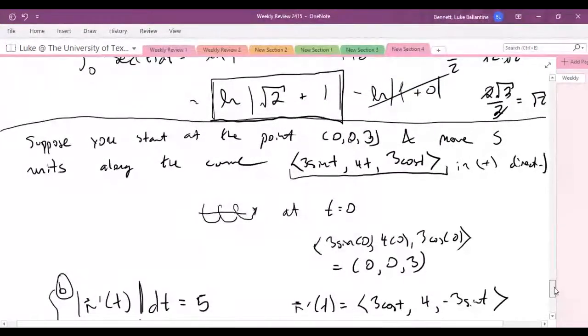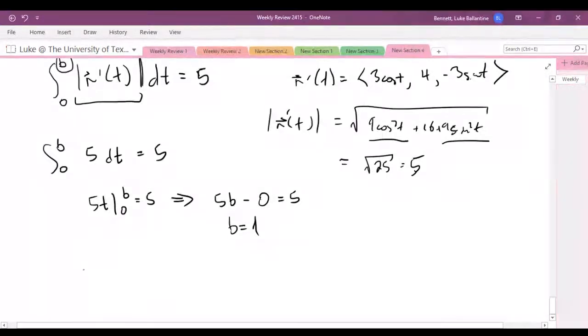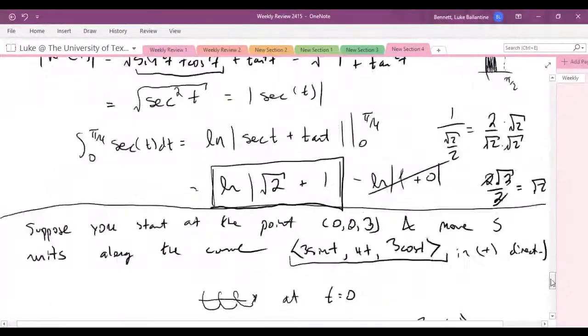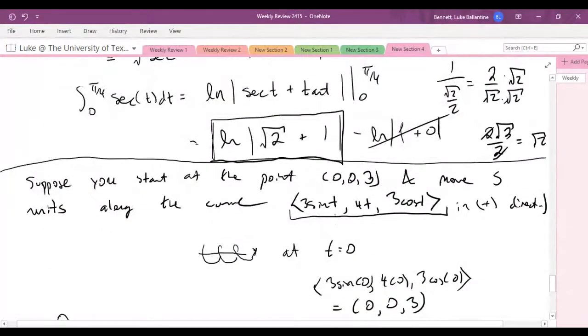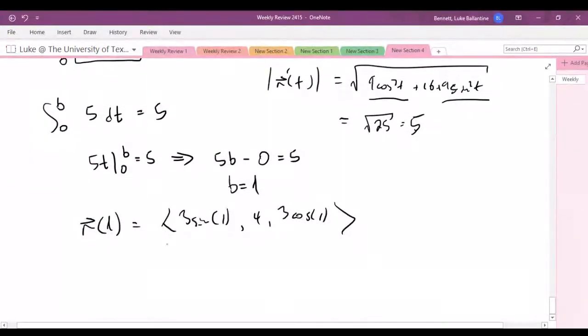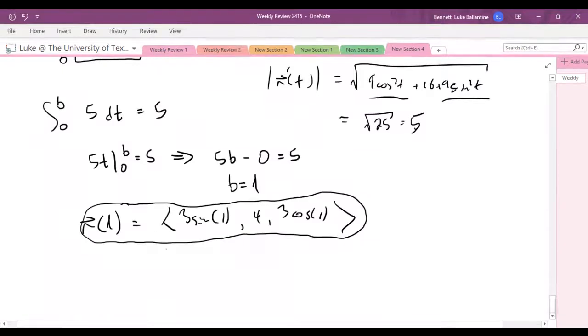So the point that we're at is r of 1, which is 3 sine of 1, 4, 3 cosine of 1, based on our equation right here. We just plug in 1 for t, and then we're good. So that's the point at which we have traveled 5 units along the curve if we start at 0, 0, 3.